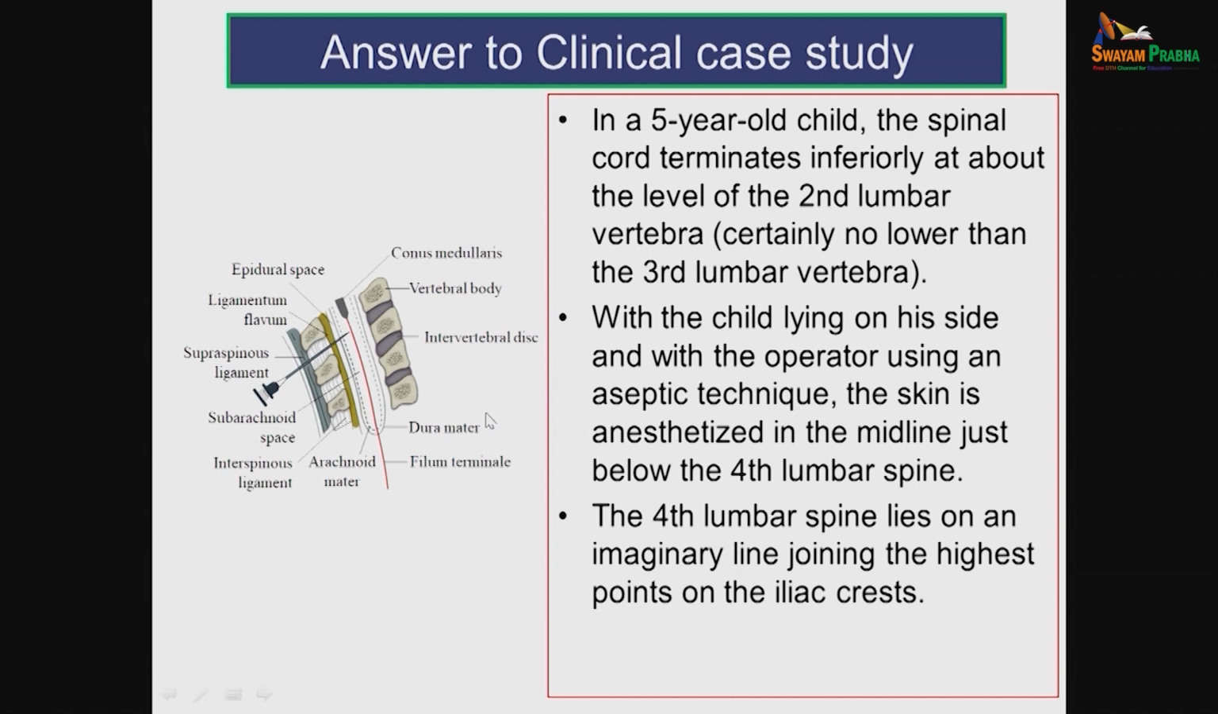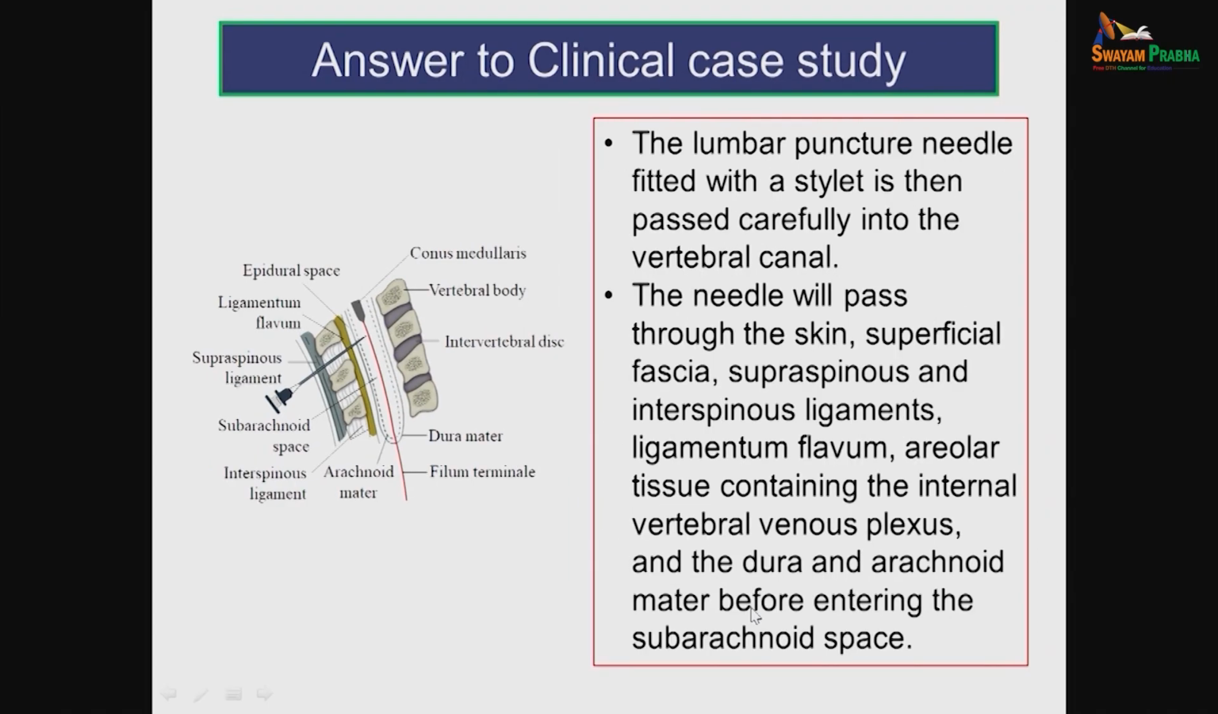So, it is better to perform a lumbar puncture below the fourth lumbar spine. The fourth lumbar spine, as I told you, can be easily identified by drawing an imaginary line joining the highest points of the iliac crest. So, you must pass the lumbar puncture needle. It is fitted with a stylet.